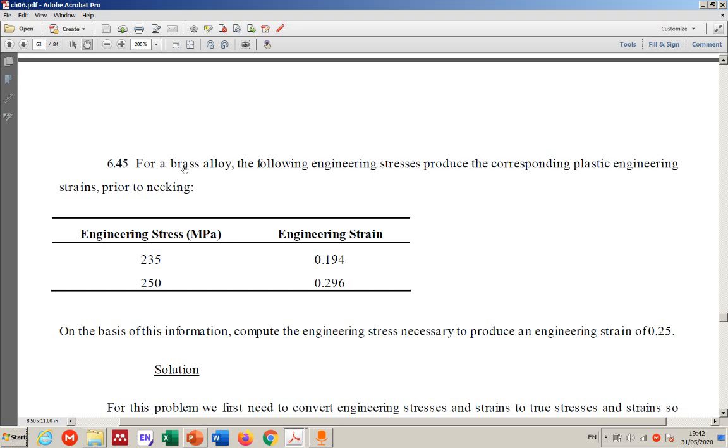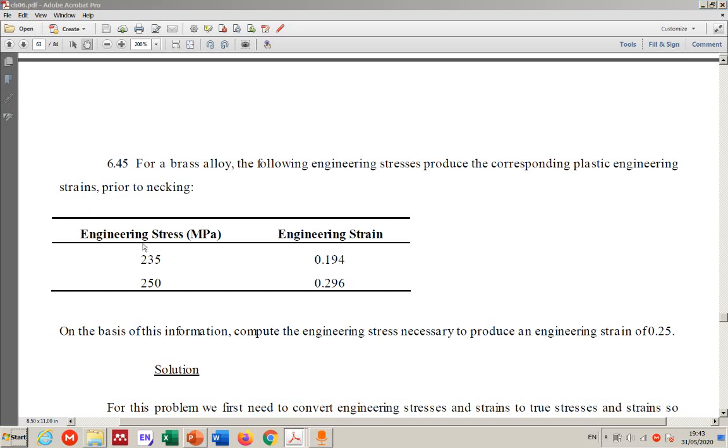Now, for a brass alloy, the following engineering stresses produce the corresponding plastic engineering strain prior to necking. Now, two things we will understand from the sentence here. First, plastic, or prior to necking, tells me you are in a plastic zone. Second thing that I'm understanding here is that they are engineering stress. They are not true. So they are engineering stress and corresponding plastic engineering strain. So those are engineering strain, engineering stress.